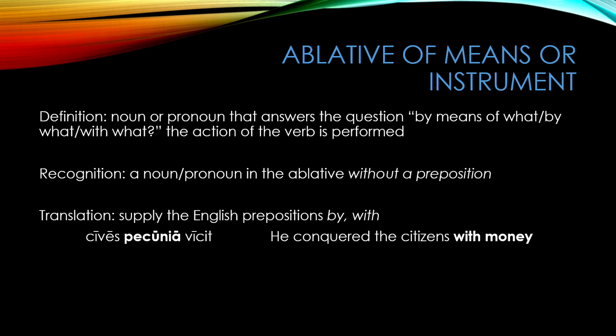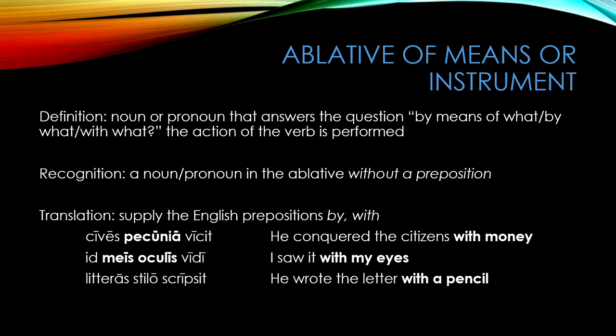Some examples include cives pecunia vicit, he conquered the citizens with money. In this sentence, pecunia is the ablative of means or instrument and is translated as with money. In the sentence, id meis oculis vidi, I saw it with my eyes, meis oculis is the ablative of means or instrument and is translated as with my eyes. In the sentence, litteras stilo scripsit, he wrote a letter with a pencil, stilo is the ablative of means or instrument and is translated as with a pencil.